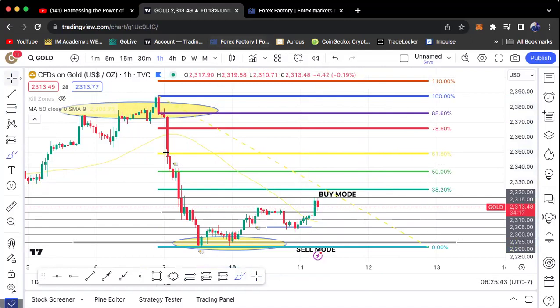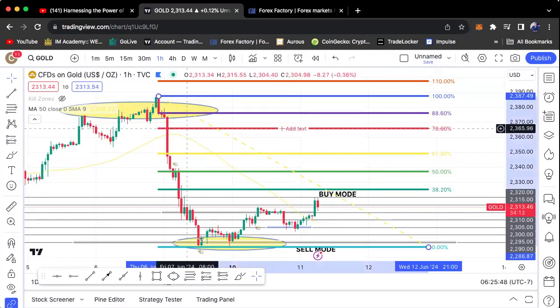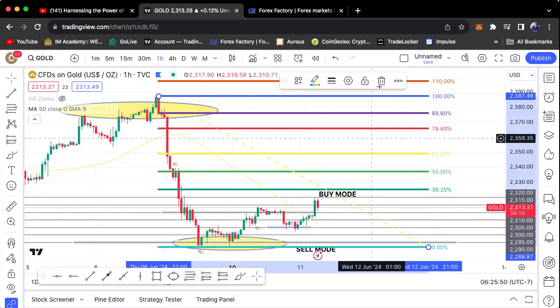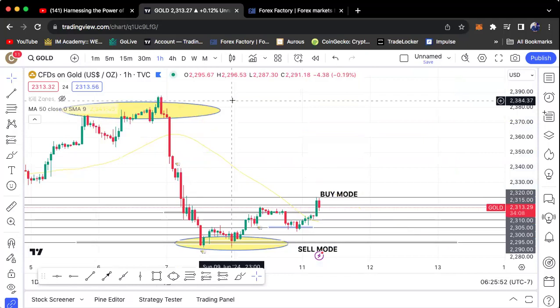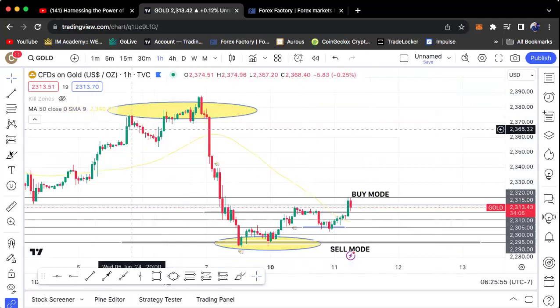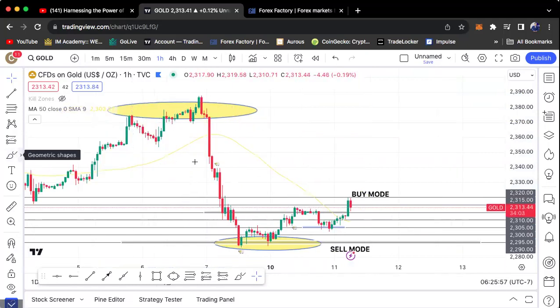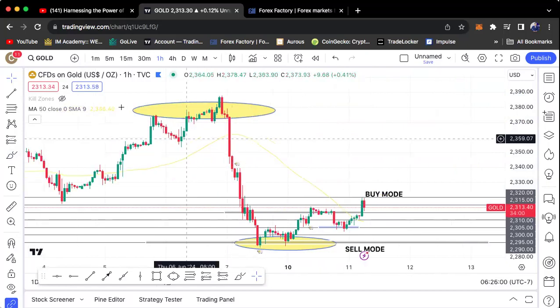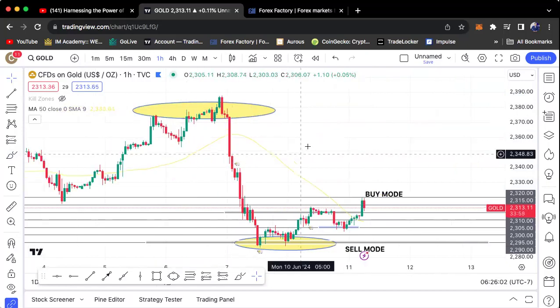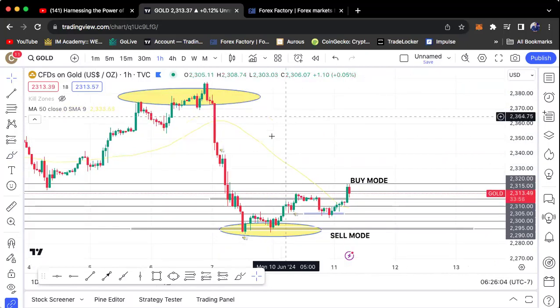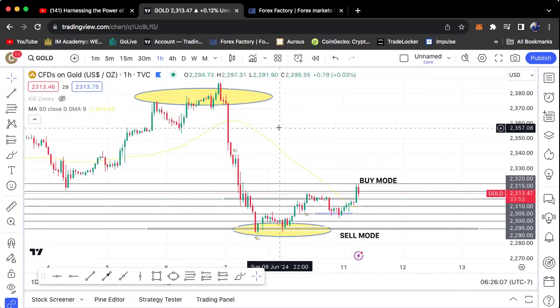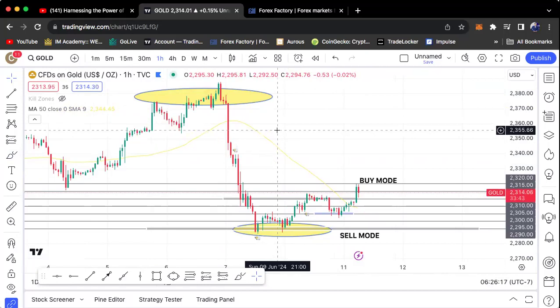So we could see that happening. It could fill halfway towards this imbalance. I like to use the Fibonacci sometimes just to get that extra confluence. I don't always use it though, it really depends. If I see a setup like this, I would use it so that I can catch a potential retracement in the market. So we have the 61.8 zone around 2355.